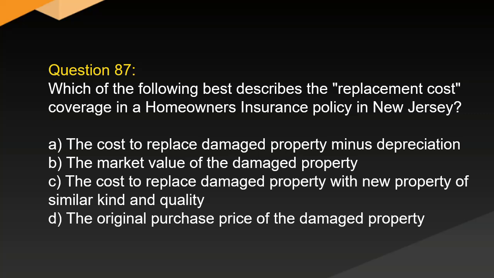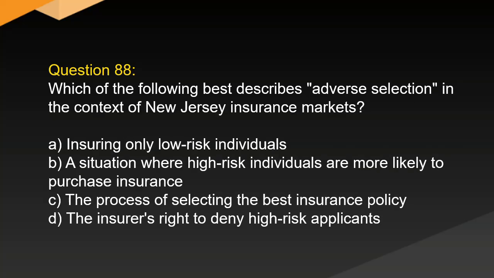Question 87. Which of the following best describes the replacement cost coverage in a homeowner's insurance policy in New Jersey? A. The cost to replace damaged property minus depreciation. B. The market value of the damaged property. C. The cost to replace damaged property with new property of similar kind and quality. D. The original purchase price of the damaged property.